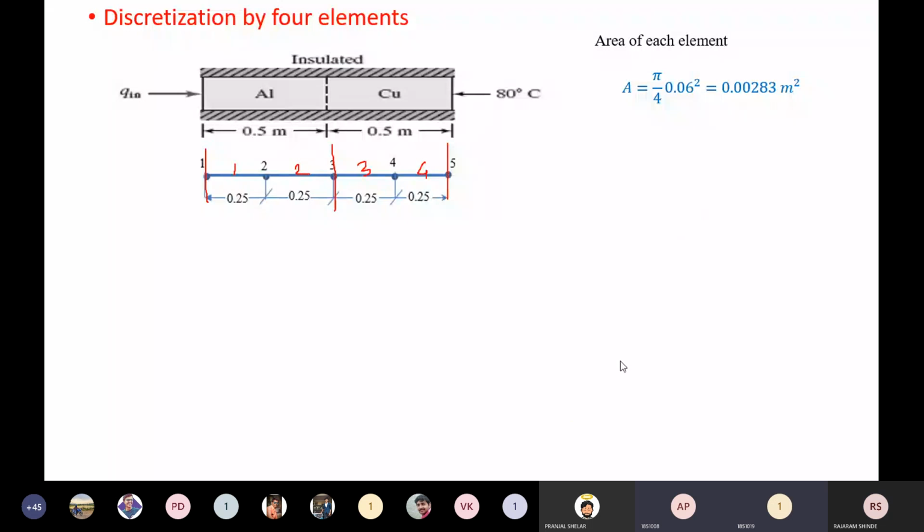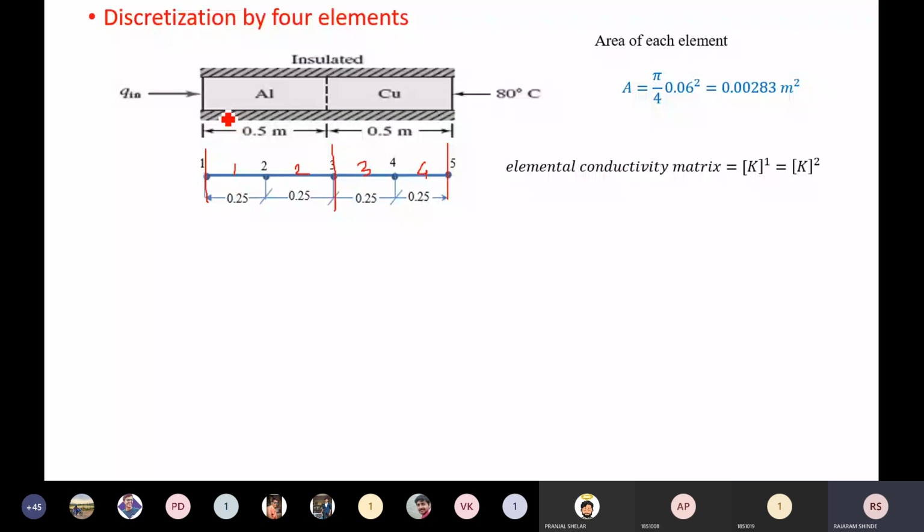So 1 minus 1, K by L. K1 A1 divided by L1 is equal to the matrix 1 minus 1, minus 1, 1. Okay. Now one more thing I want to tell you here.